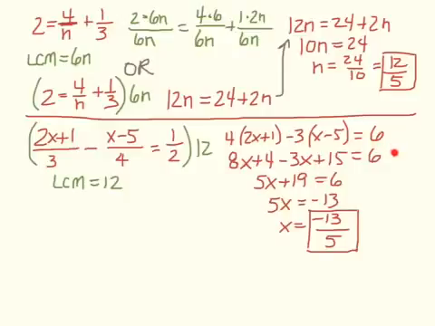And now it's just solving equations. Distribute to get 8x plus 4 minus 3x plus 15 equals 6. Gather my like terms to get 5x plus 19 equals 6. Subtract 19 to get 5x equals negative 13. Divide both sides to get negative 13 fifths. And of course, got to remember those excluded values, and you'll have at least one on your practice work. This will come into play here. In this case, we don't want to divide by 0, so n cannot equal 0.